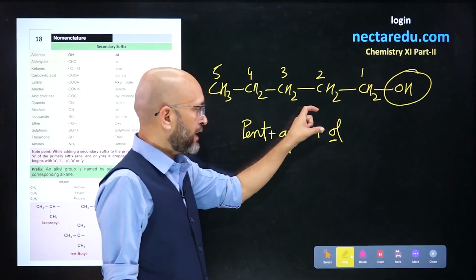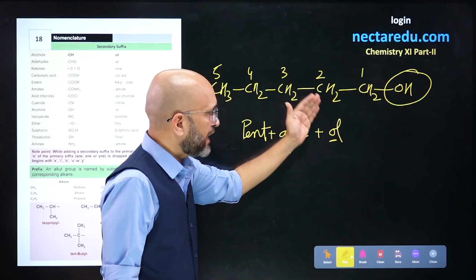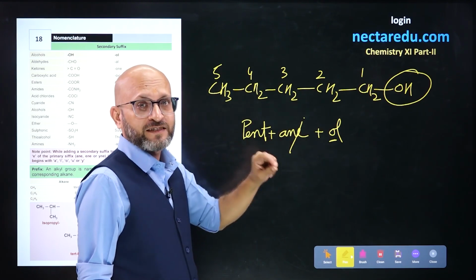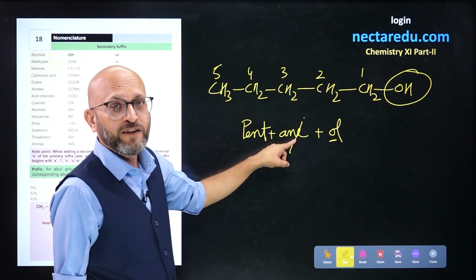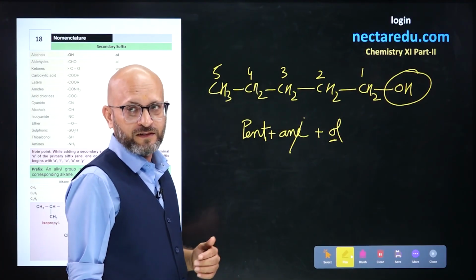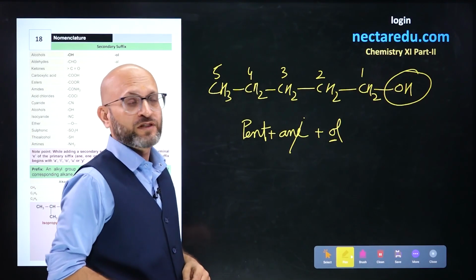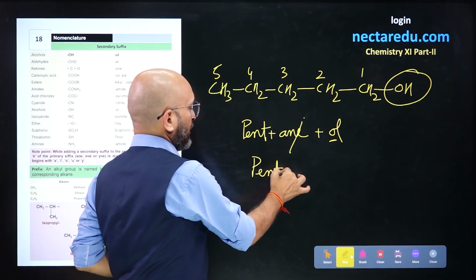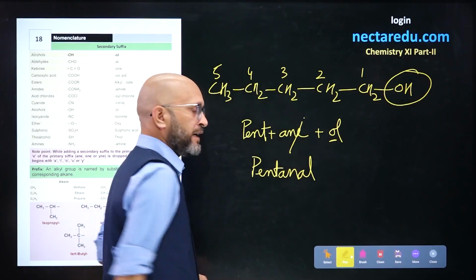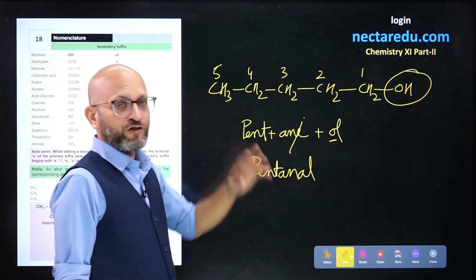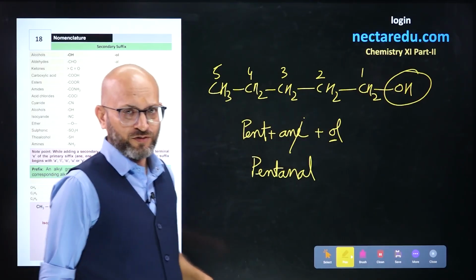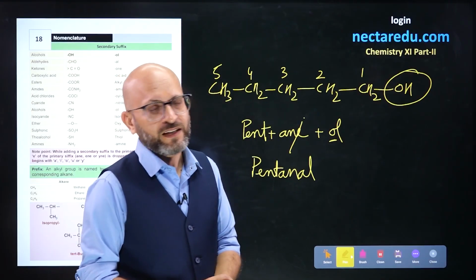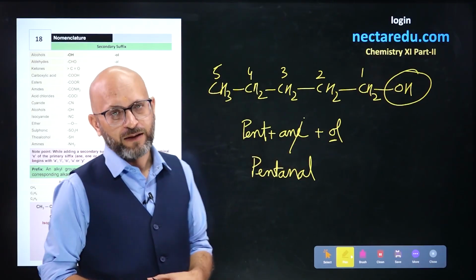If we get A, E, I, O, U in the secondary suffix, we will remove E from the primary suffix. You have to remember this point while writing names. So the name of this compound becomes pentanol. E we have to remove because O has come. So you have to remember, when any vowel A, E, I, O, U comes in the secondary suffix, we will be removing E from the primary suffix.